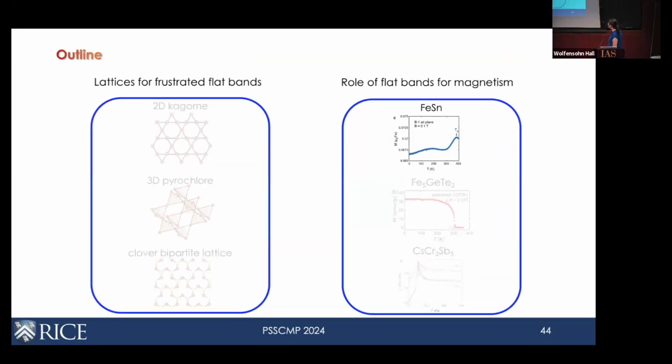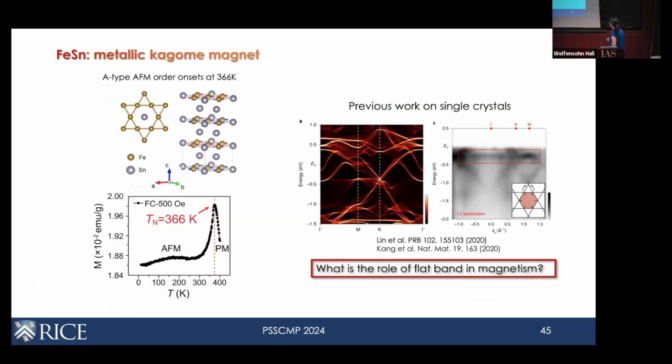So we tested it out. The first one we tried is iron tin. Iron tin structurally is probably one of the simplest Kagome lattice materials in bulk. It's made of these sheets, and iron is the one that forms the Kagome lattice. It orders at 366 Kelvin, and the magnetic order is A-type AFM. So each layer is ferromagnetic, and they're anti-aligned along the z-axis, right?